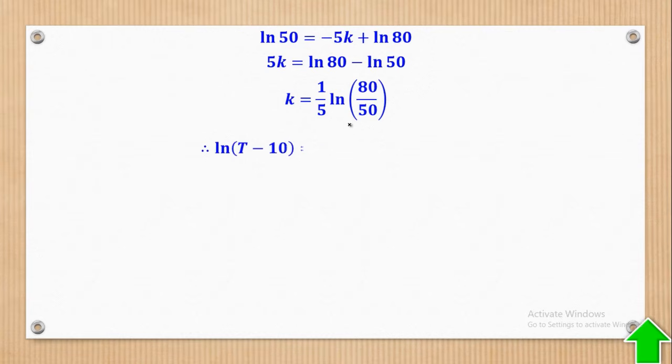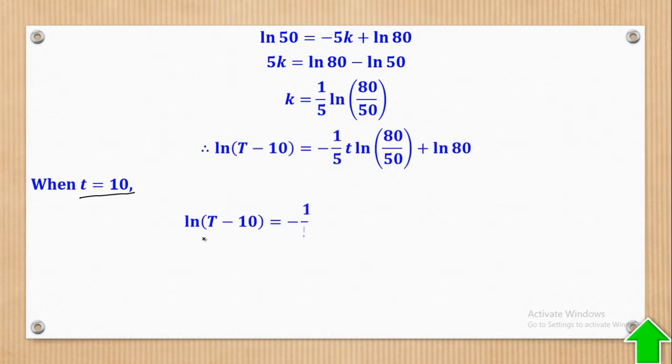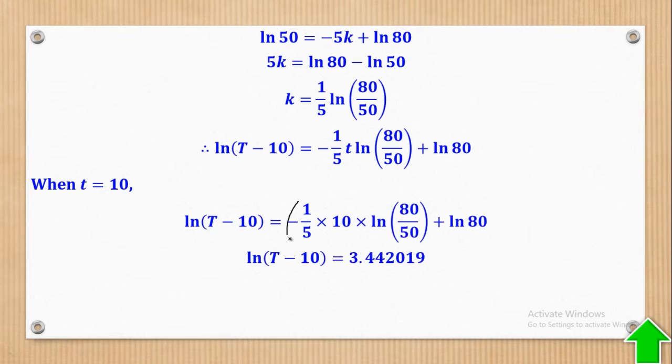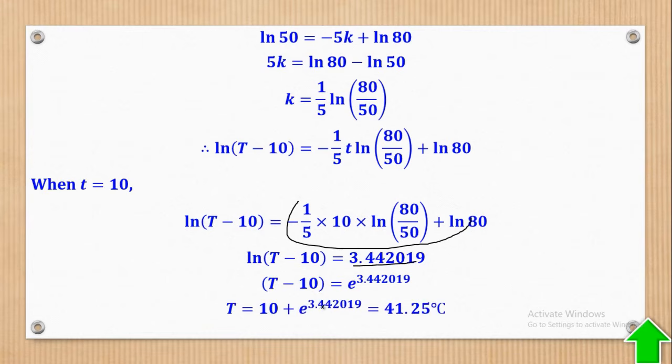When I substitute for k, I'll come up with this equation. So this is what we call the particular equation. Now when t is equal to 10, it implies that come and substitute for the time here and be able to get the temperature. So simplifying, the whole of this gives you this, and therefore ln gives you that, and therefore the value of T gives you that.